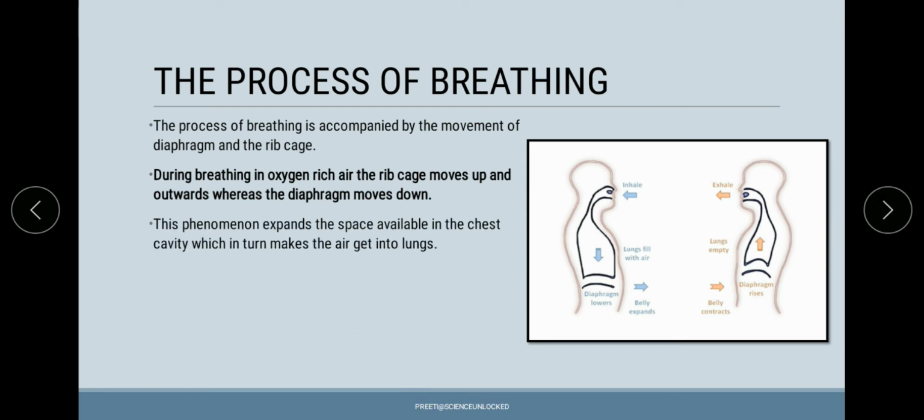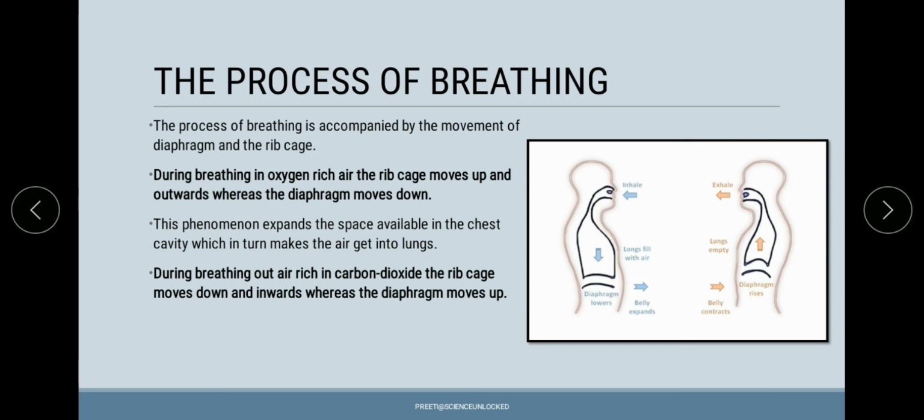As a result, lots and lots of space is created inside the lungs, and there will be a pressure difference with the atmosphere, as a result of which the air moving inside the body will be oxygen-rich air, or air which has a higher concentration of oxygen.